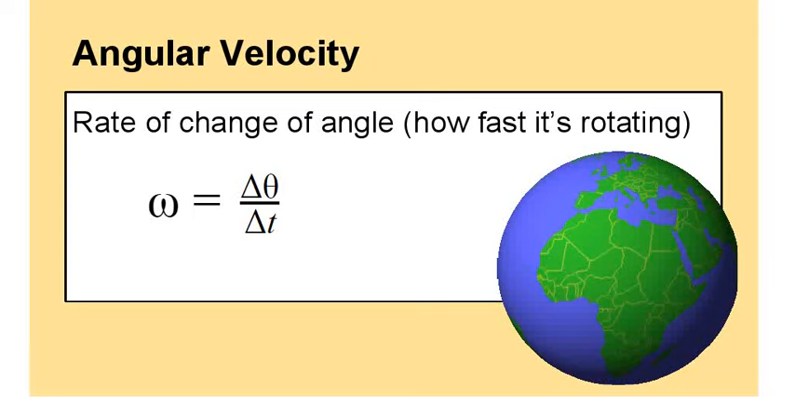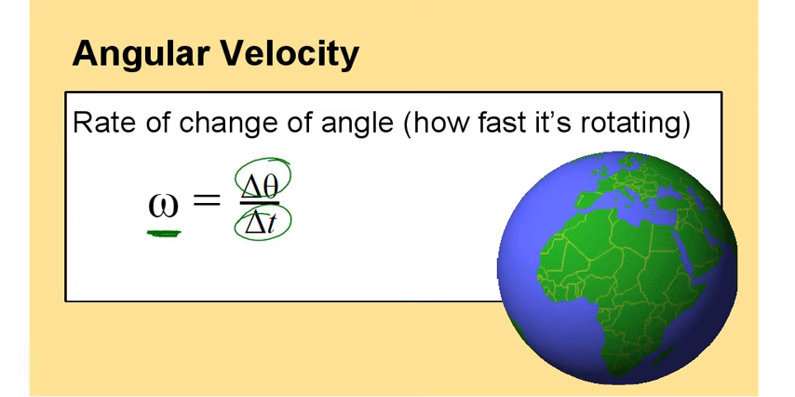We already know that the angular velocity is the speed of rotation. It's how fast the thing turns on its axis. It's the rate of change of angle. And all I have to do is use this omega. The angular velocity is simply the change in angle over the change in time.